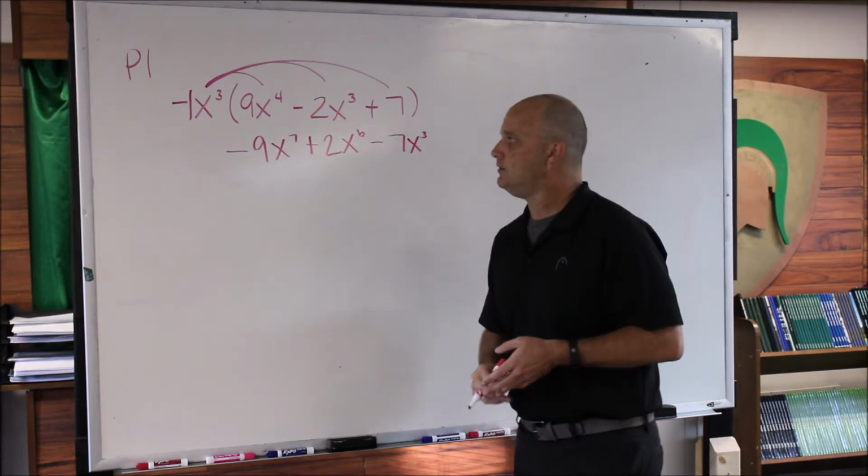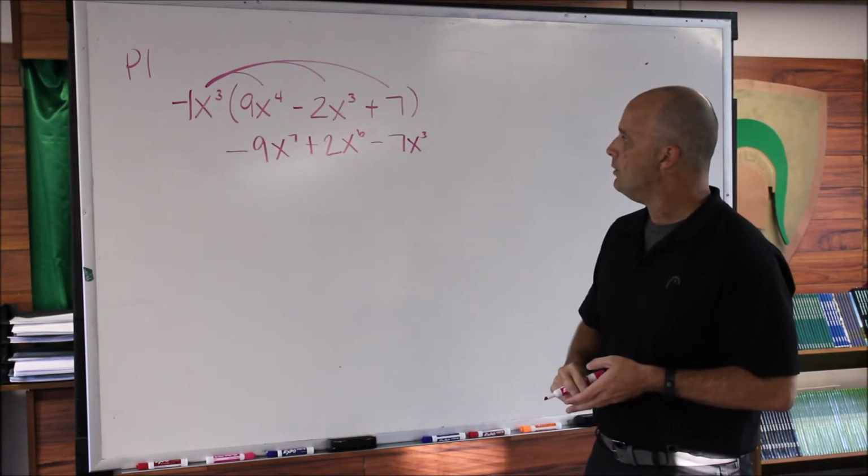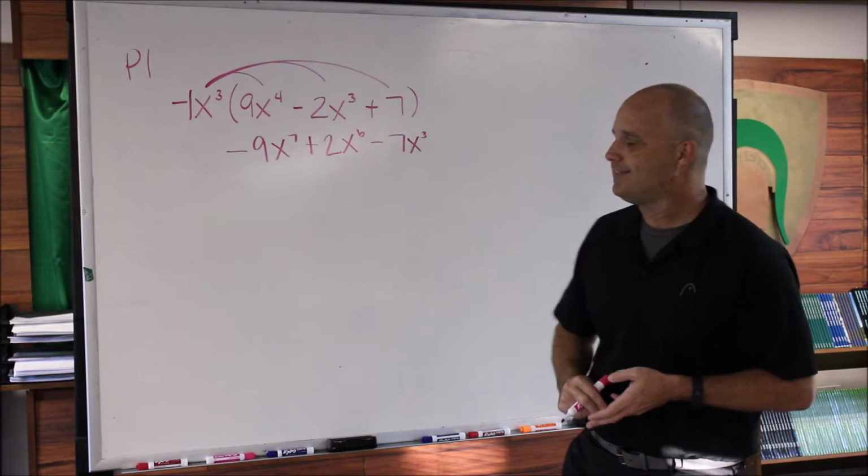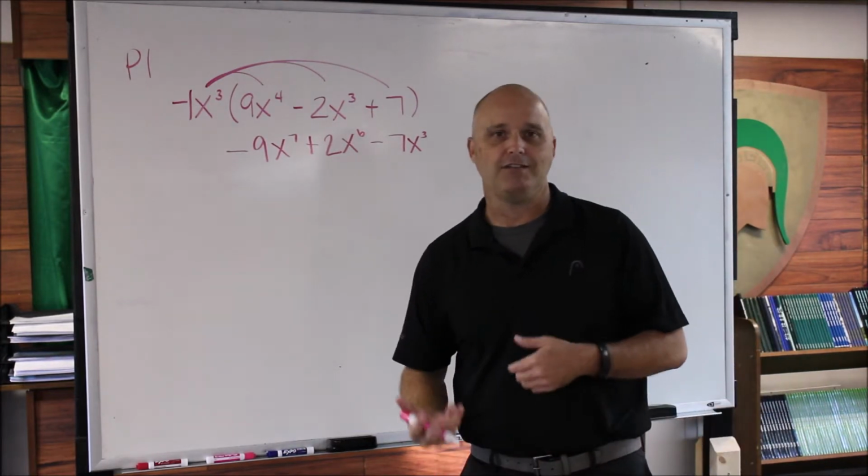So your solution is negative 9x to the 7th plus 2x to the 6th minus 7x cubed. And here we have a 7th degree trinomial.